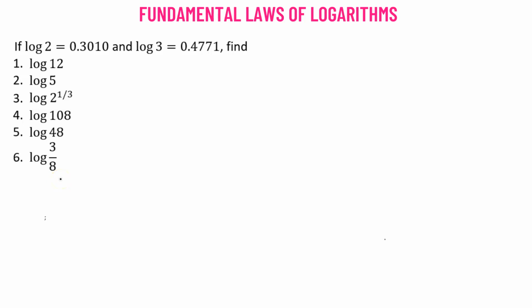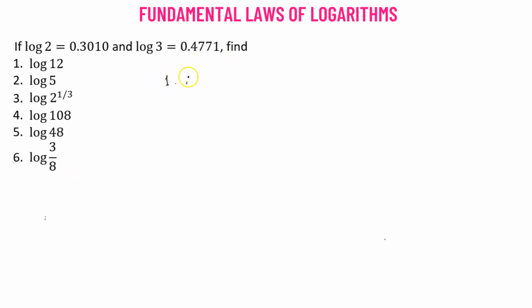In the following problem, we are provided with the value of logarithm of 2, which is 0.301, and the value of log of 3, which is 0.4771. Using these two values, we need to obtain the value of the given logarithms. So let's begin with number 1.